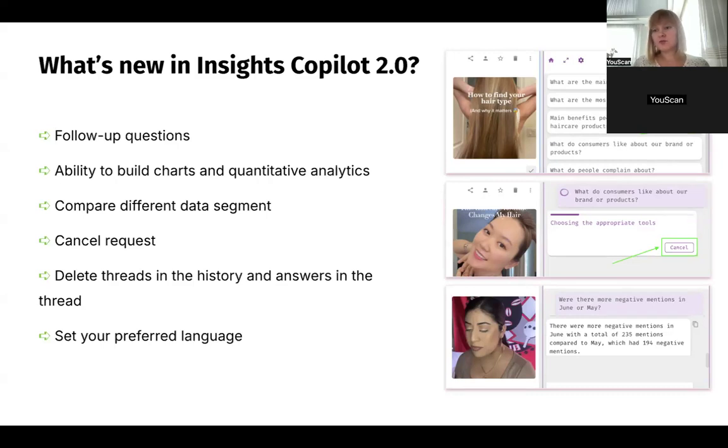It's really very helpful because sometimes you use the wrong filter and ask the question, or you made a mistake, or the question was not precise and you notice that after the question was already asked, you can cancel it. Then you can now delete threads in history or answers in the thread, and you can choose your preferred language. That is really very useful. We will discuss everything. I will tell you about all these features in more detail in my next slides.